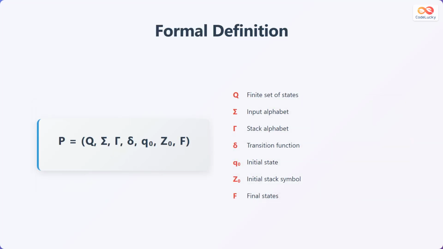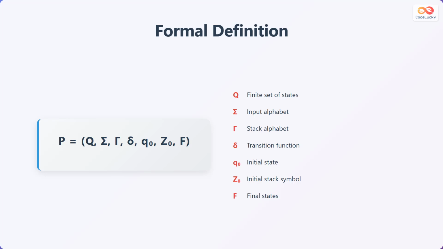To formally define a pushdown automaton, we use a set of 7 components. It's represented as P equals (Q, Σ, Γ, δ, q0, Z0, F). Q is a finite set of states, representing the different configurations the automaton can be in. Sigma is the input alphabet, which is the set of all possible input symbols the automaton can read. Capital Gamma is the stack alphabet, representing the set of symbols that can be pushed onto the stack.